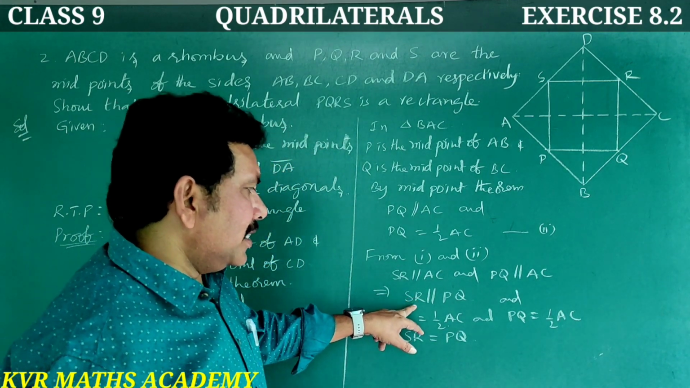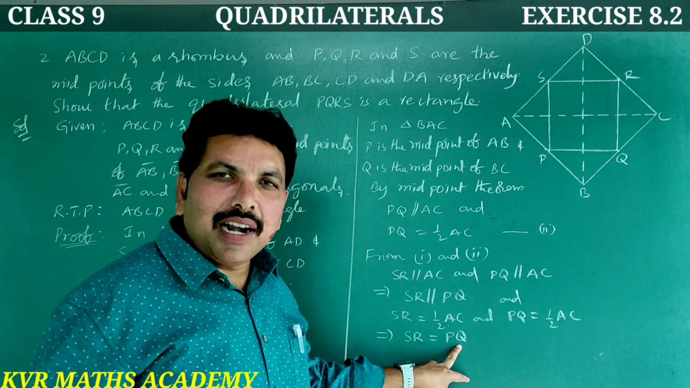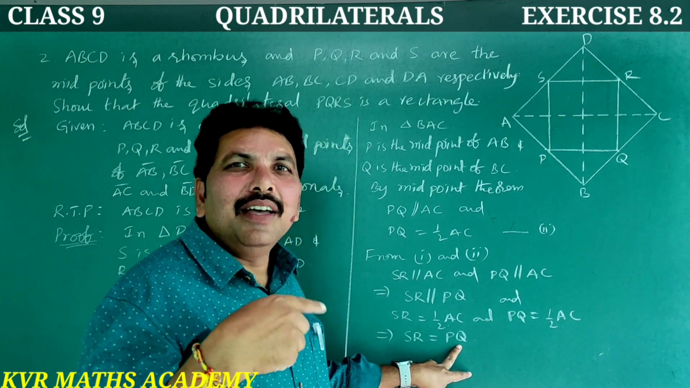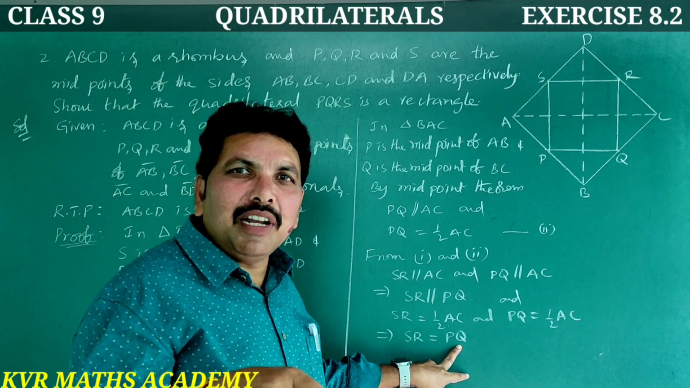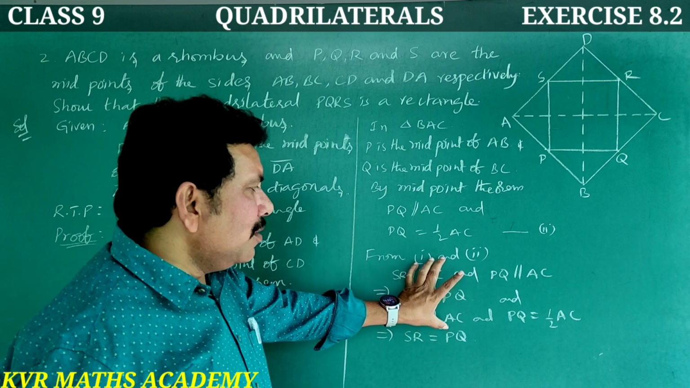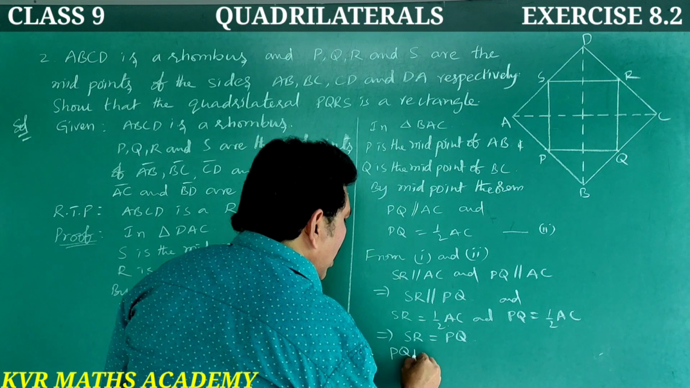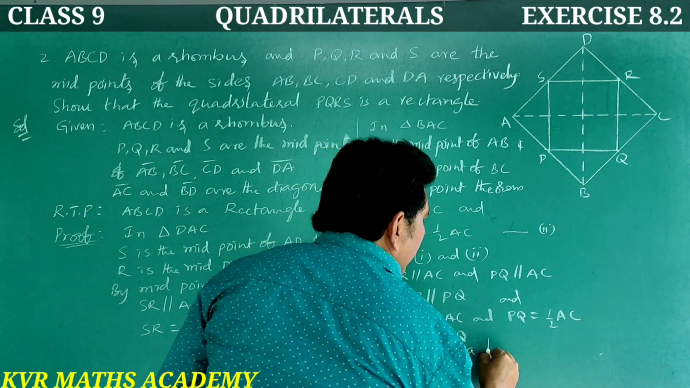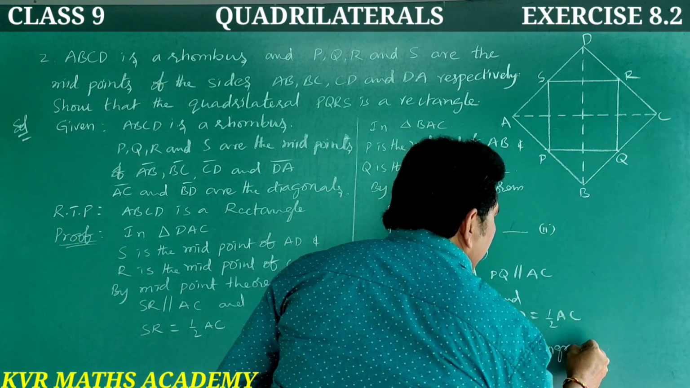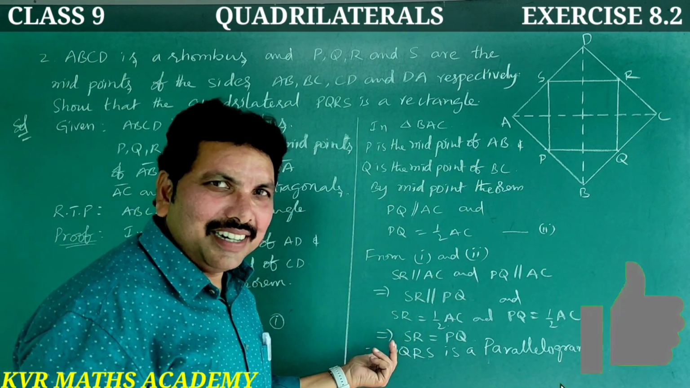Here, SR is parallel to PQ and SR is equal to PQ. A quadrilateral in which one pair of opposite sides are parallel and equal is called a parallelogram. A parallelogram in which one angle is 90 degrees is called a rectangle. First we proved it is a parallelogram, then from the parallelogram we have to prove it is a rectangle. Therefore PQRS is a parallelogram. Note it down up to here, and I will explain the rest later.